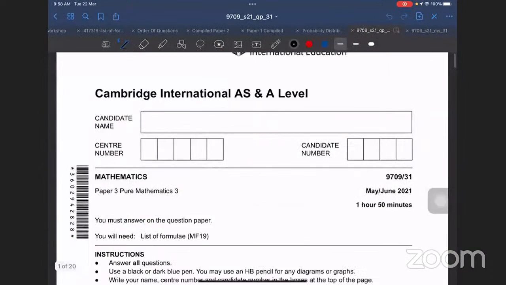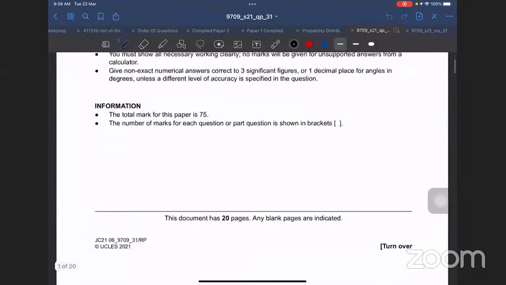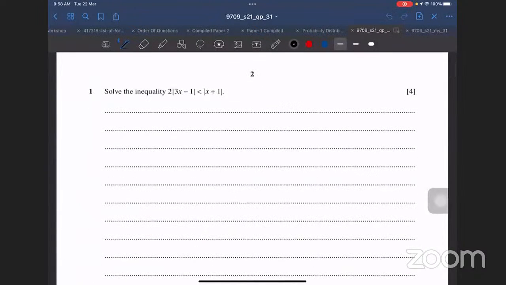Okay, this is May/June 2021, paper 3-1. This first question is about the modulus function. When I have a modulus on both sides, I can either choose to sketch it, or I can just square both sides. That removes the modulus.